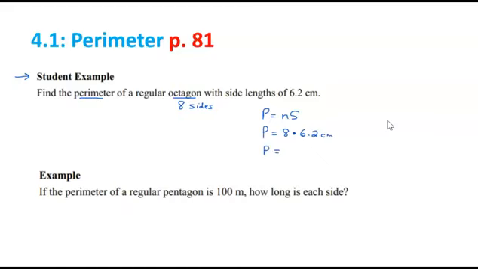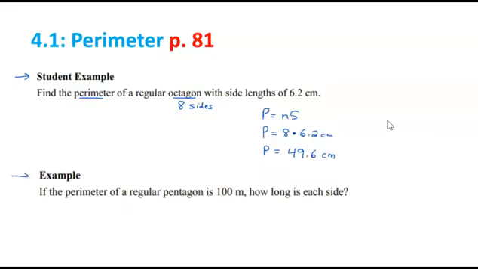Remember, we are doing a linear measurement. We're just basically adding 6.2 plus 6.2 8 times. So we use our calculator. We do that multiplication and we get a perimeter of 49.6 centimeters.